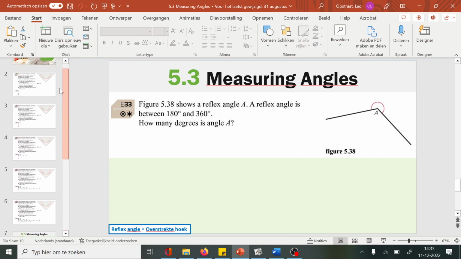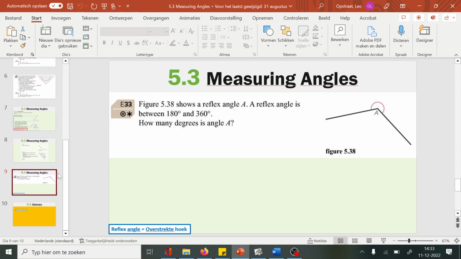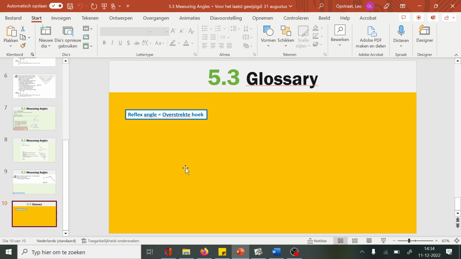Do mind, there are no real new glossary words here, except the one that is briefly mentioned in exercise 33, reflex angle. It's not a red bold word, but it's a difficult word nonetheless, right? It's defined in Dutch, translated to overstrekte hoek. That's an angle that's between 180 and 360 degrees. So with the reflex angle here, they mean we want to find out what this angle is right now, instead of the one that is right here. Okay, I'll stop at the glossary list here, which is only a reflex angle.